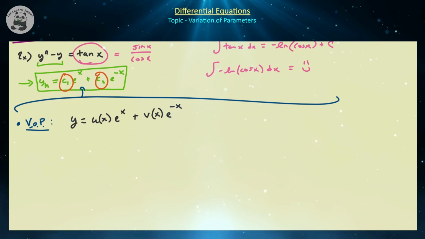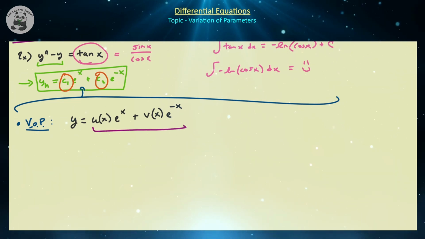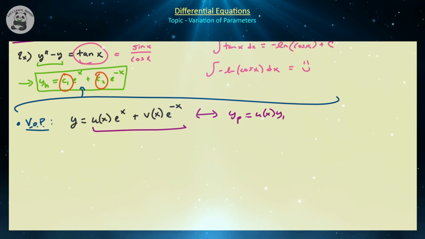Right? Because notice here that we have a product of functions, right? We just don't know what u and v are, right? And generally speaking, the general particular solution is just going to be equal to u of x y1 plus v of x y2, where y1 and y2 are independent solutions of our second order homogeneous differential equation.